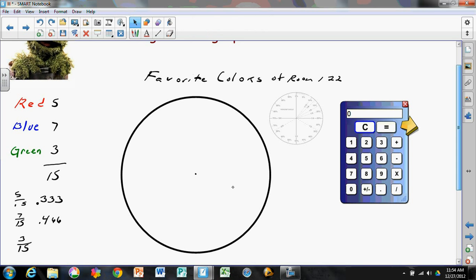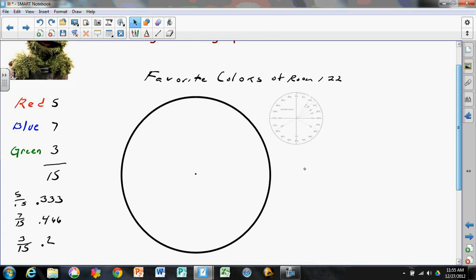And then finally, 3 divided by 15 gives us the answer of 2/10. Okay, so we're done with our calculator. We don't need him anymore. So we need to take these decimals and change them into percents.